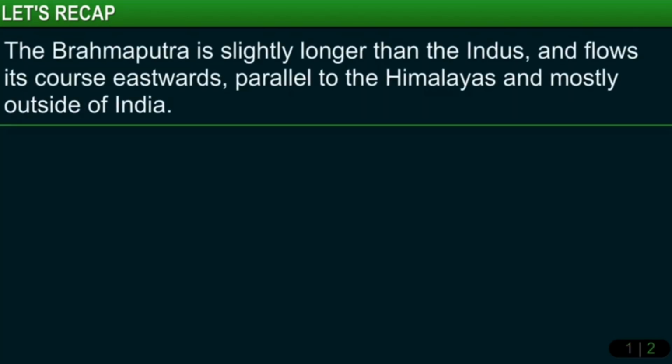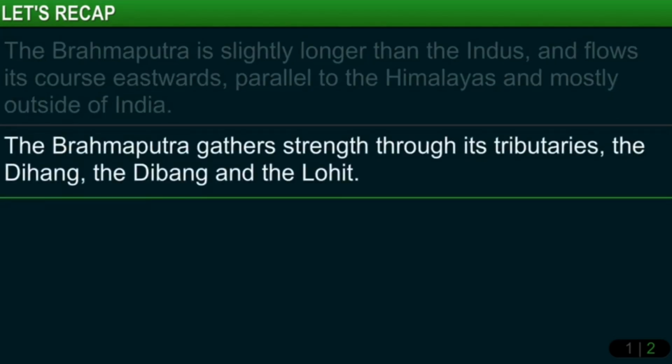The Brahmaputra is slightly longer than the Indus and flows its course eastwards, parallel to the Himalayas and mostly outside of India. The Brahmaputra gathers strength through its tributaries, the Dihang, the Dibang, and the Lohit.